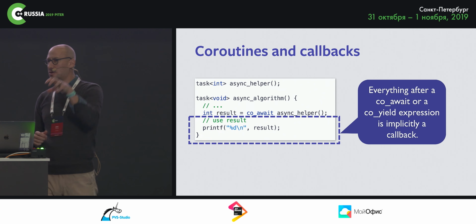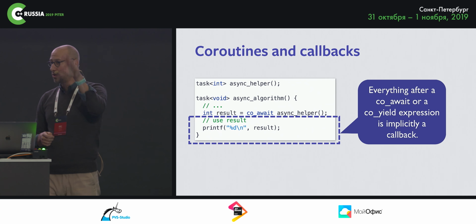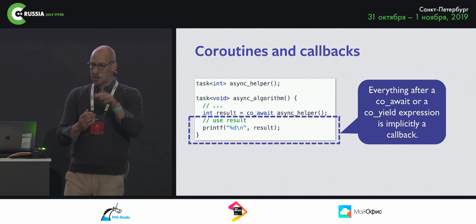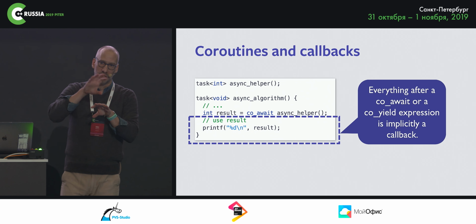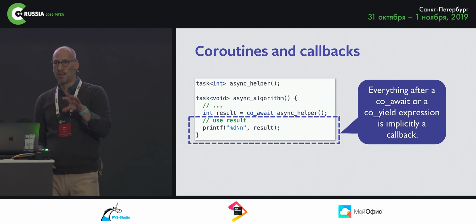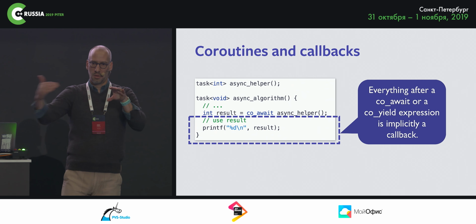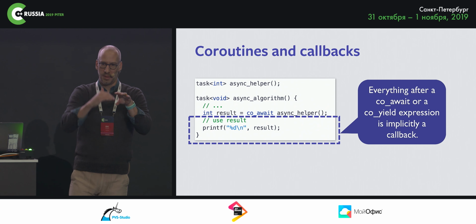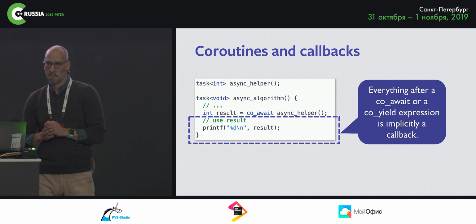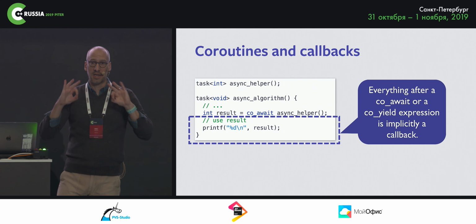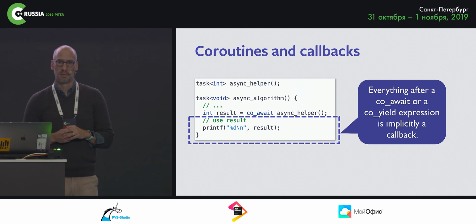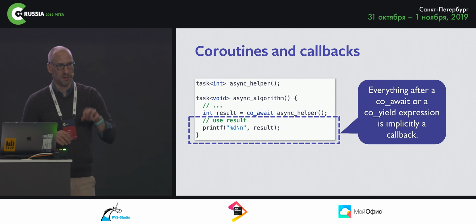Everything after a co-await expression or a co-yield expression is a callback. You suspend the state of this function, and then when that function gets resumed, you call back, and you begin executing there. That's not an analogy. That's actually how the compiler implements it. It breaks the function up into multiple functions.